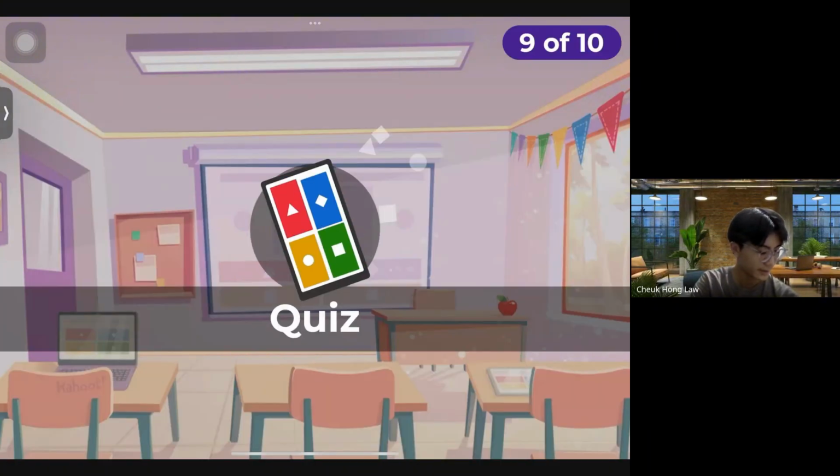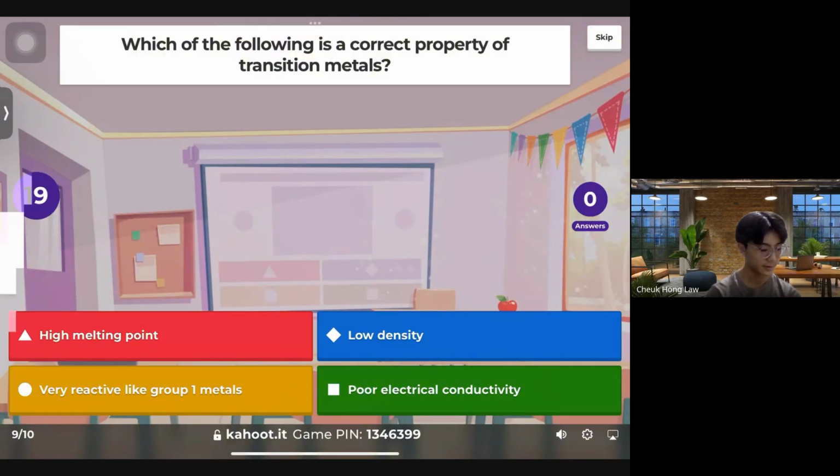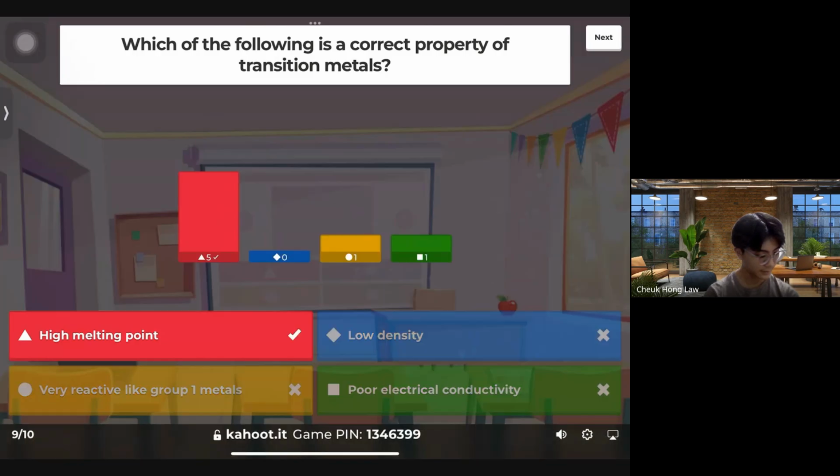All right. Second last question. So transition metals, they have high melting points. Okay, they definitely don't have low density, they have high density, and they are not very reactive, and they have good electrical conductivity.